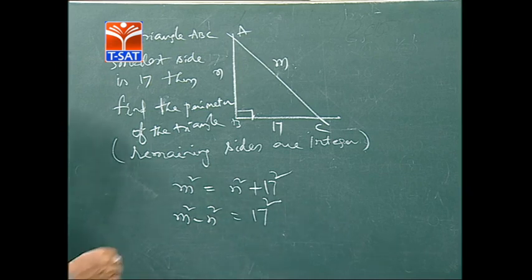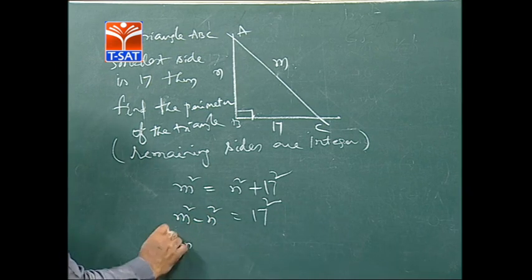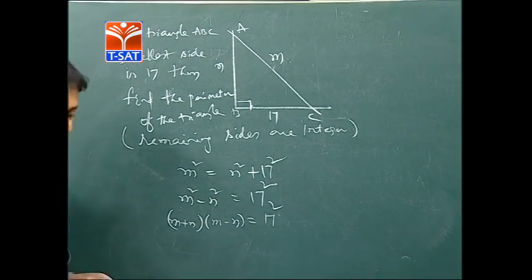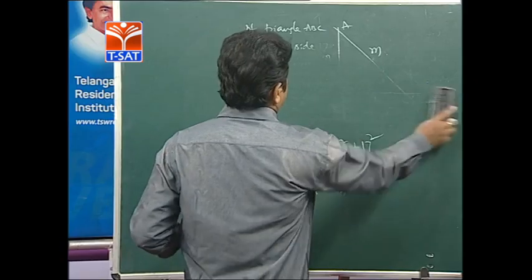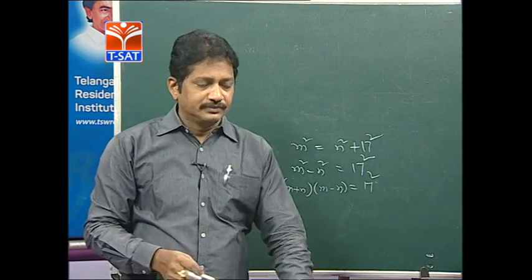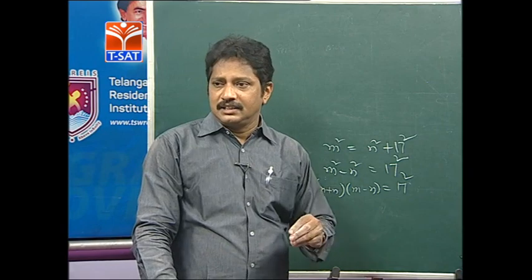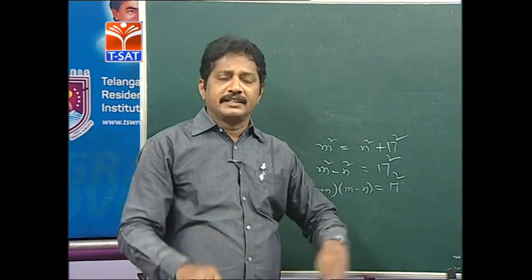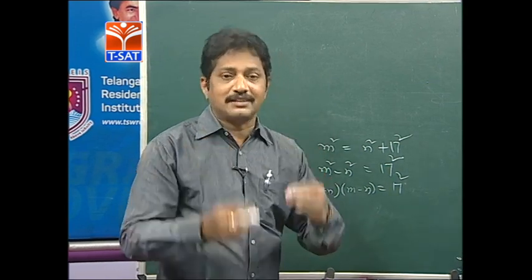Is it clear? What is m square minus n square? You can say (m plus n) times (m minus n) equal to 17 square. So, maybe everyone will get the steps up to this. I think no one will make a mistake. Here only the next step is very important. If the children know how to do it, you will get the answer, otherwise it is very difficult to get the answer. Very simple, but you have to think logically.